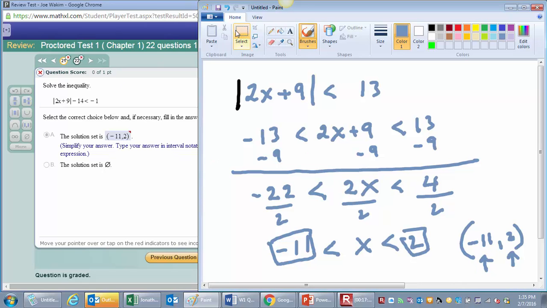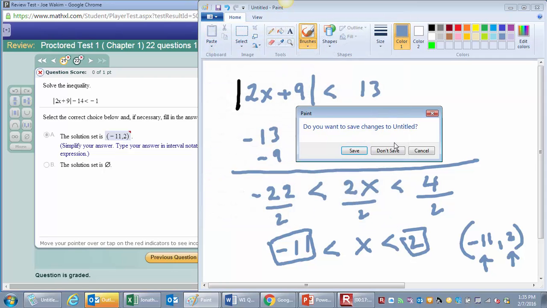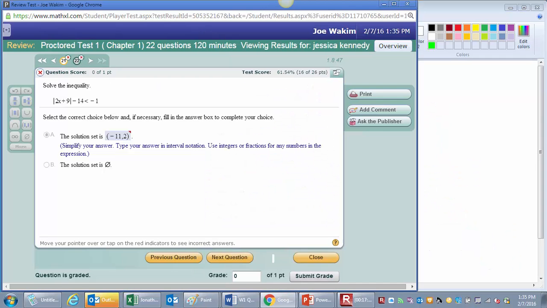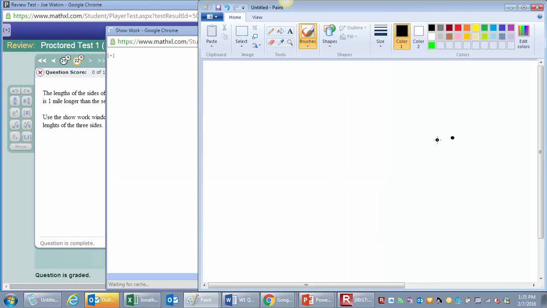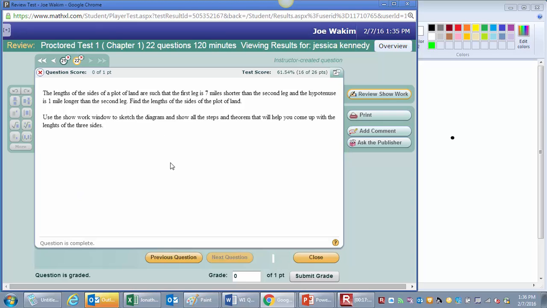All right, the last problem is number 22. And that would be the show work. The lengths of a side of a plot are such that the first leg is 7 miles shorter. So I'll leave this problem for you to think about, and if you want to submit it, you don't have to submit this one. You can submit any other two.